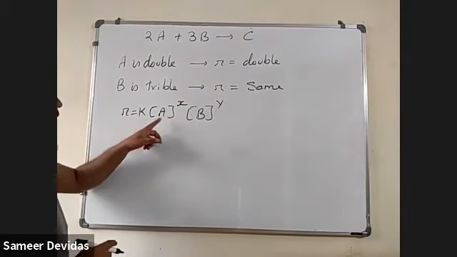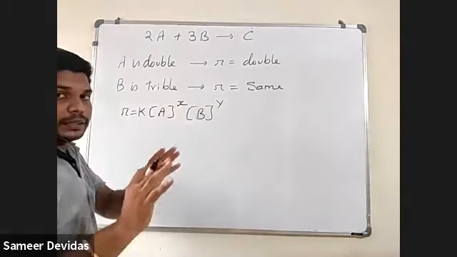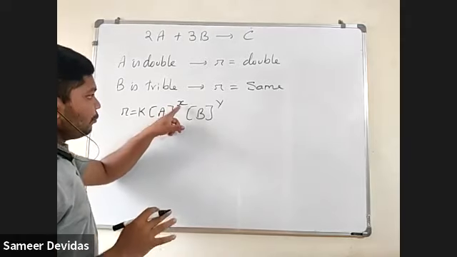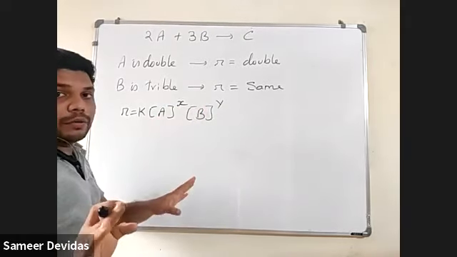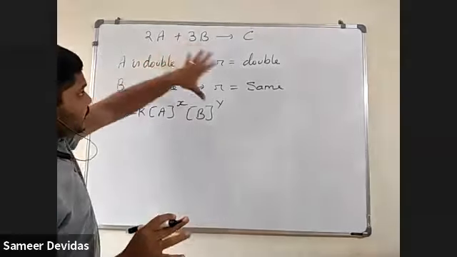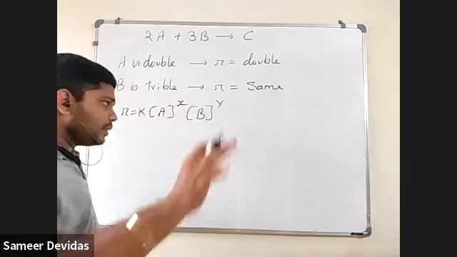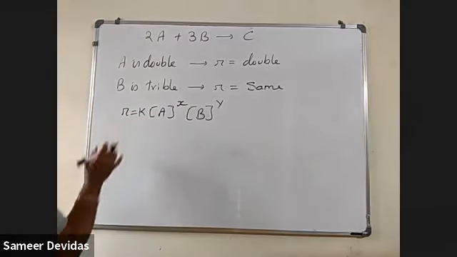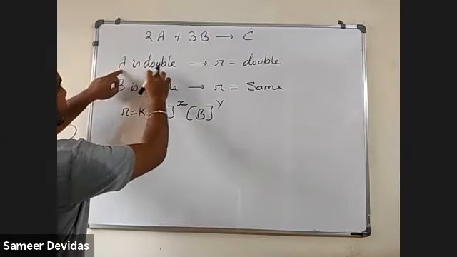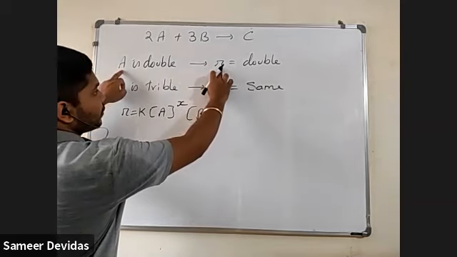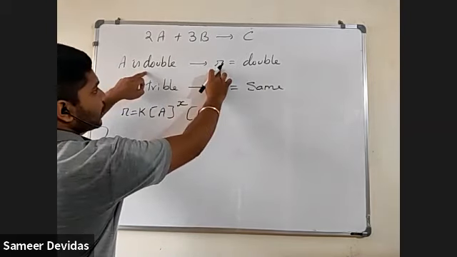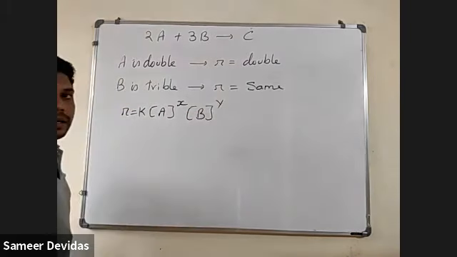R is equal to K, A raised to X, B raised to Y. This is the general rate law. We don't know what X is and we don't know what Y is. But by using these things, we are going to find X and Y. Now see here, what they have said: A is doubled. When A is doubled, what happens to R? R is also doubled. What is the meaning of that?